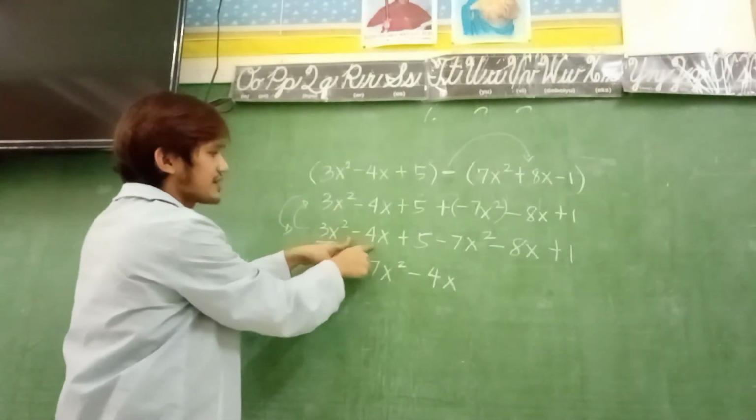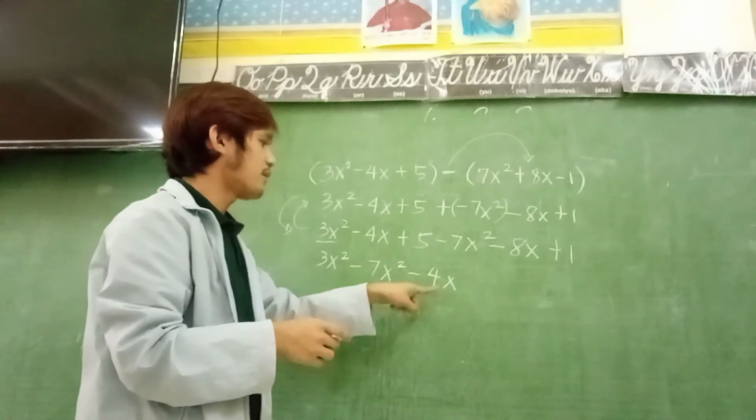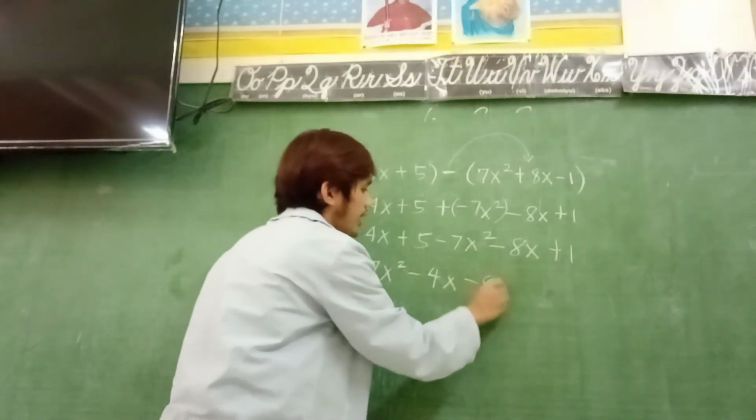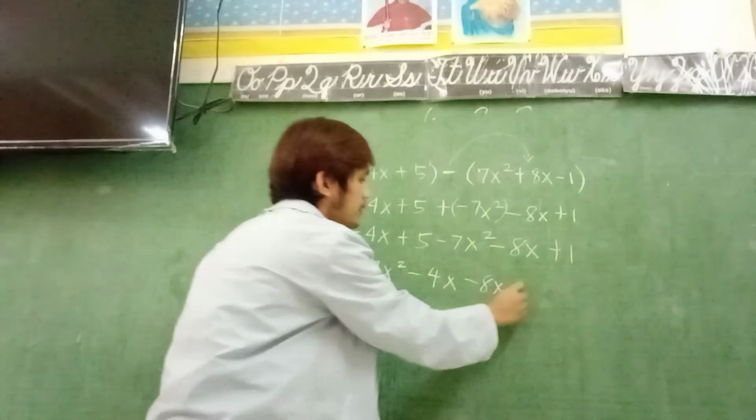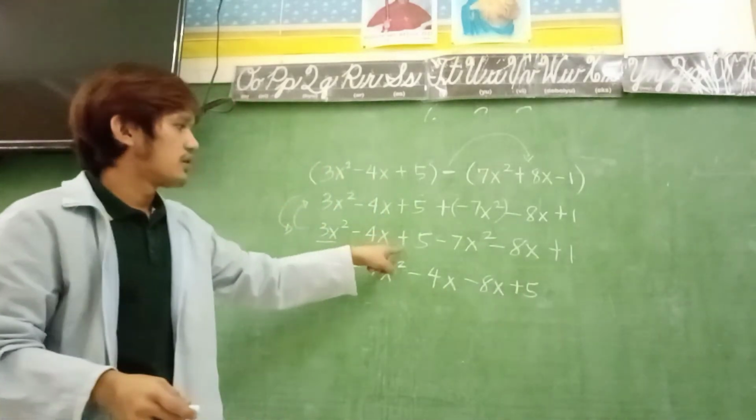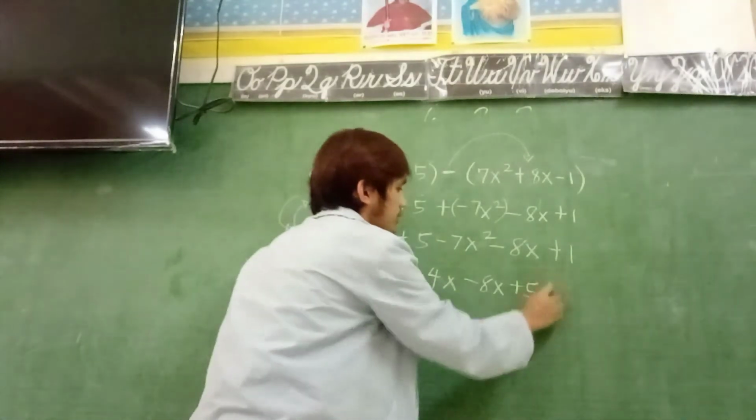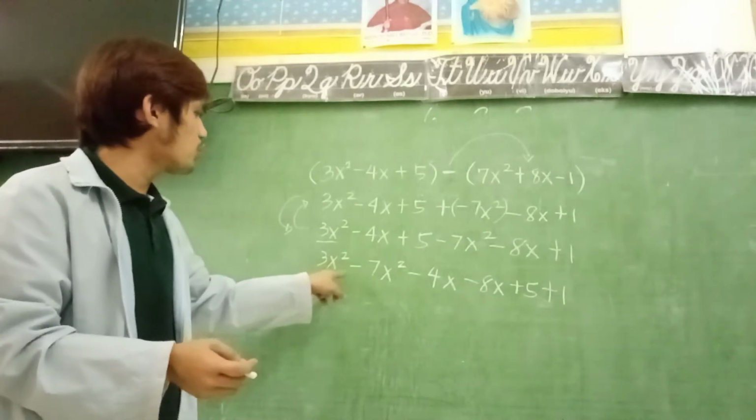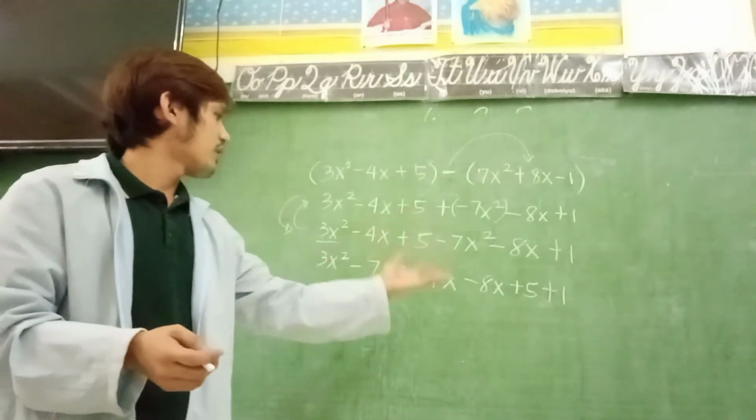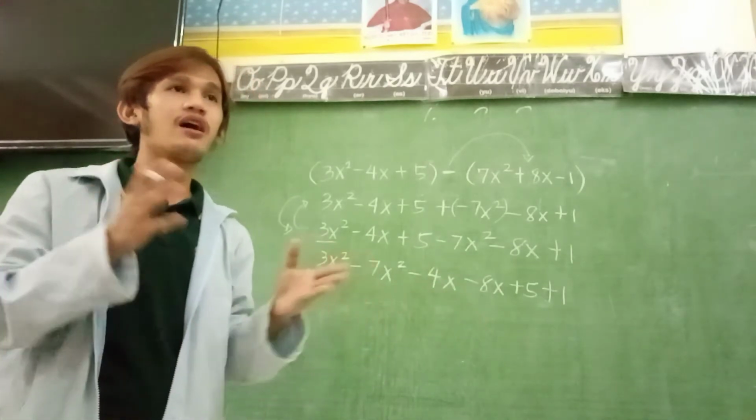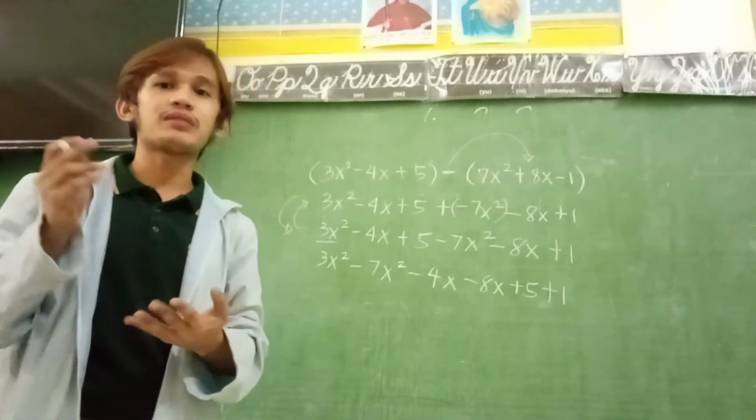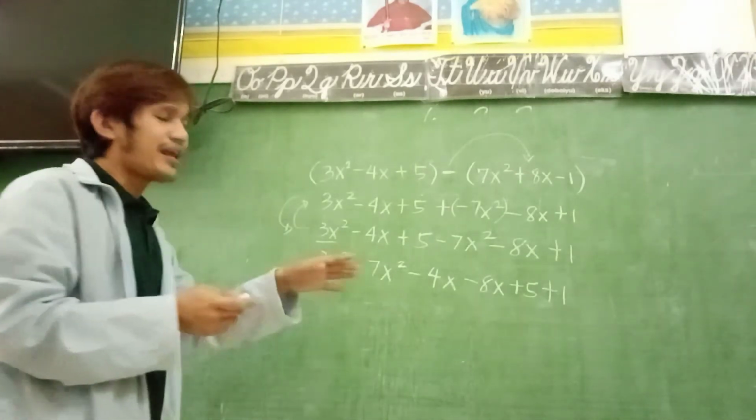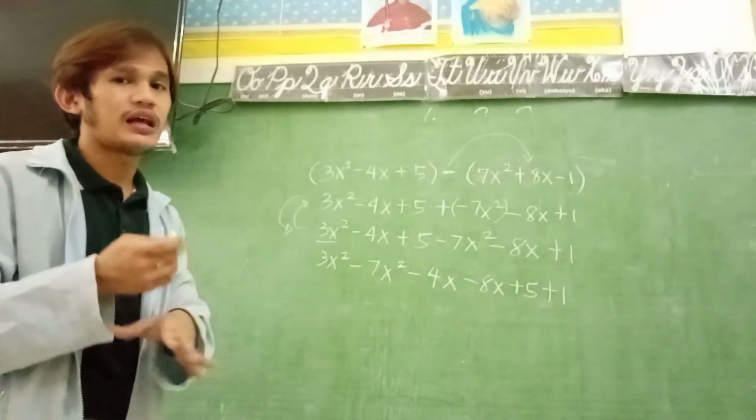Okay, so next, we have minus 4x. Ito po, si minus 4x. And then, ang katulad po ni negative 4x is si negative 8x. And we have plus 5. And lastly, we have plus 1. So, pinagsama-sama nyo lang lahat ng magkakaparehas na terms. So, si 3x squared, parehas siya ng 7x squared. Si negative 4x, katulad siya ni negative 8x. They have the same degree, at the same time, they have the same variables. Ano po? Variables.